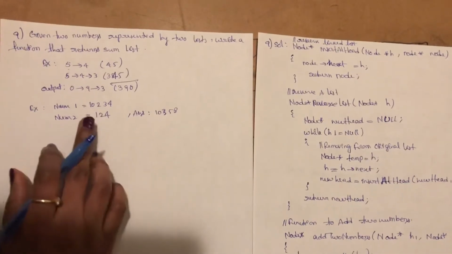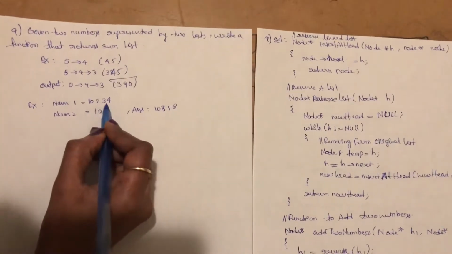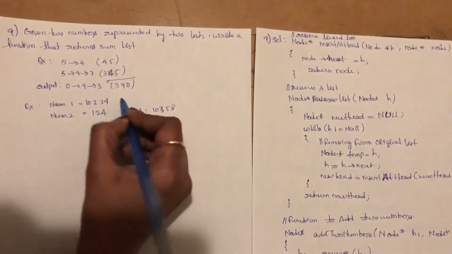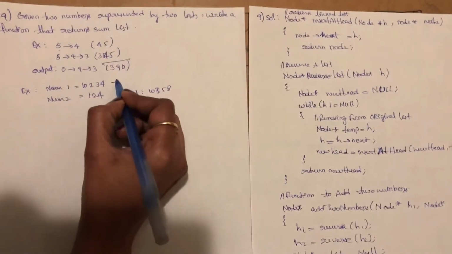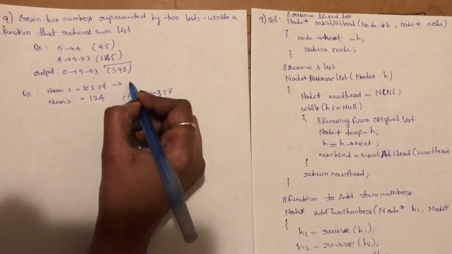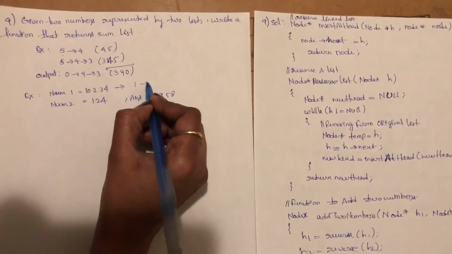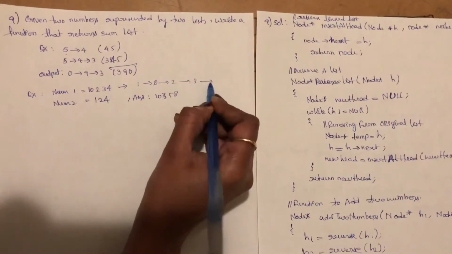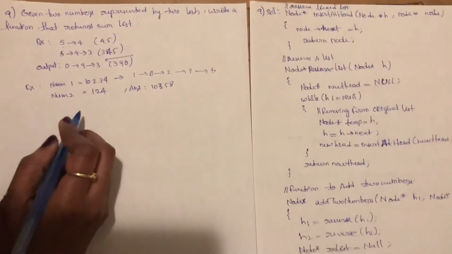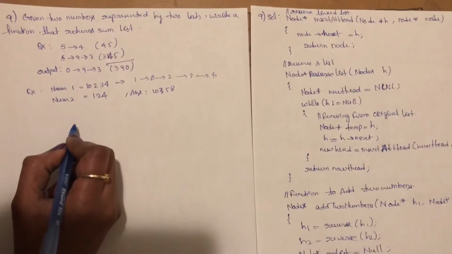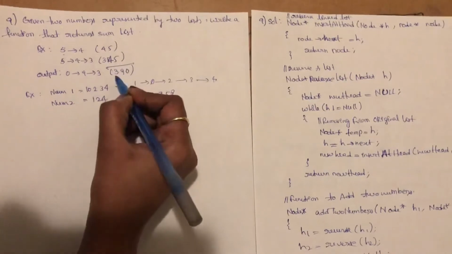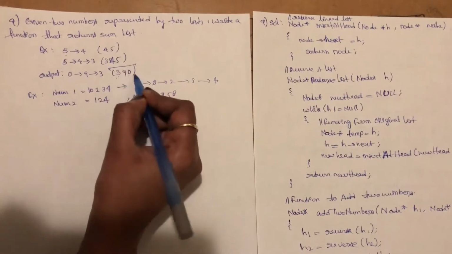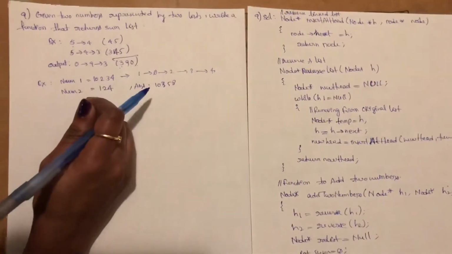here the number is 10234, so we have to represent it as nodes like 1, 0, 2, 3 and 4. Like this we are going to represent these numbers. So we have to return the sum 390. We have to return the sum.